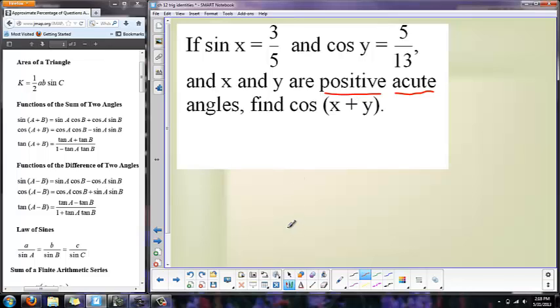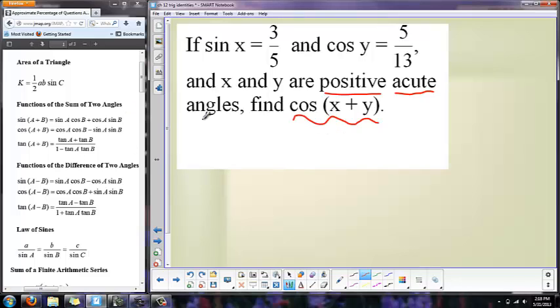This is the second and harder type of question that you're going to be asked to complete. These were the questions that kids got a little bit confused on, but I really promise you that it's not that big of a deal at all. So we're trying to find cosine of x plus y. The first thing I'm going to do is look on my reference sheet and figure out what formula I'm going to need to find cosine of x plus y.